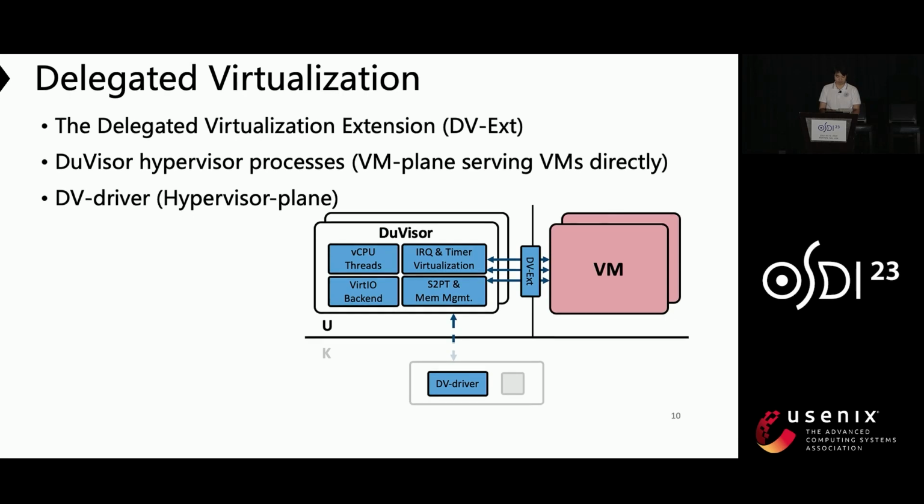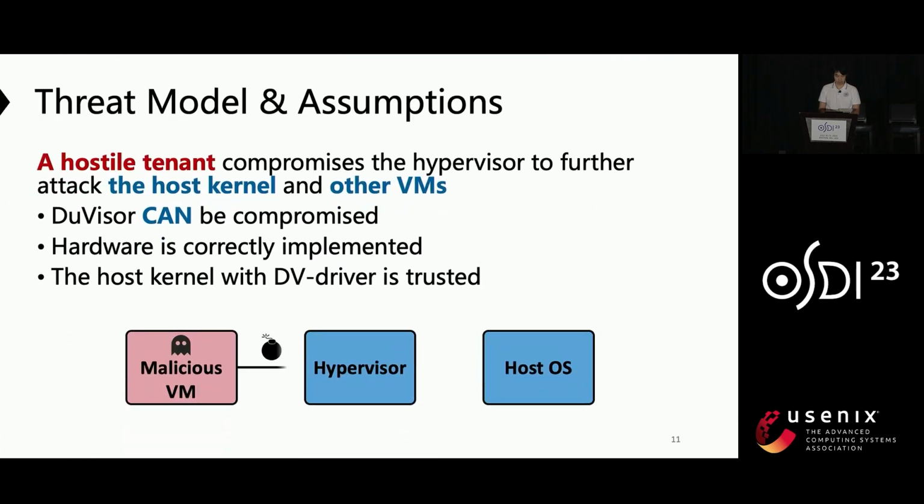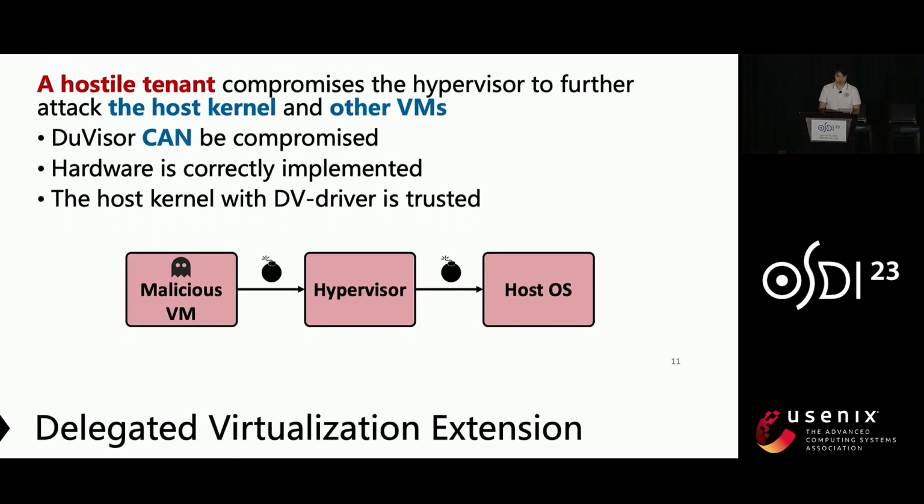Our threat model is that a malicious tenant can compromise the hypervisor and try to further attack the host kernel and other VMs. And in our design, the host kernel should be safe even after the hypervisor has been compromised. We assume that the hardware is correctly implemented, and the host kernel with DV driver is trusted as well.